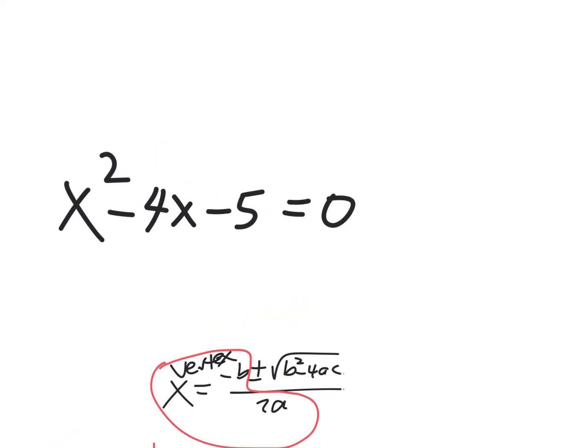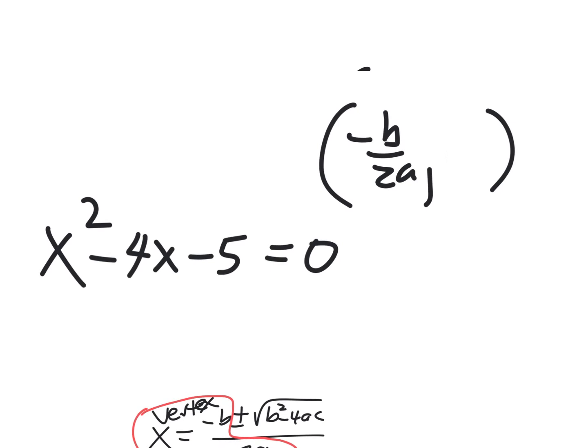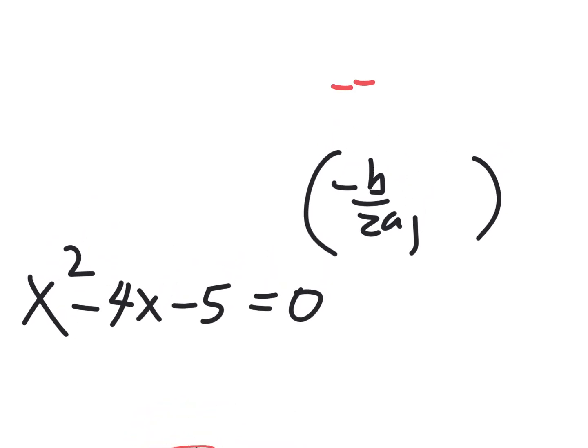I just told you it would be negative b over 2a for the x of it. Did you just figure out that that was negative of negative 4 over 2a, which is 2 times 1, which is 2? Do you get that that's really 4 over 2, which is really 2? Okay, 2 comma what?